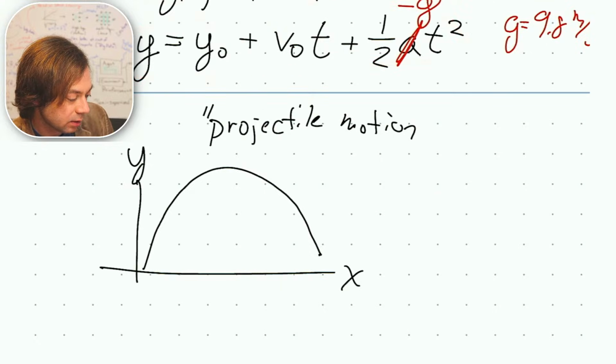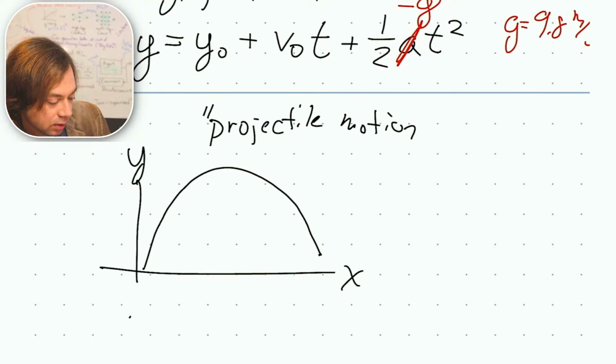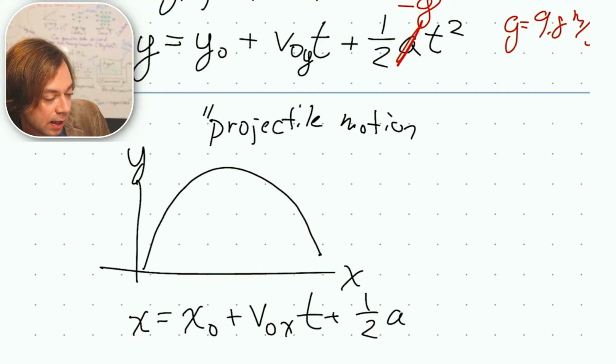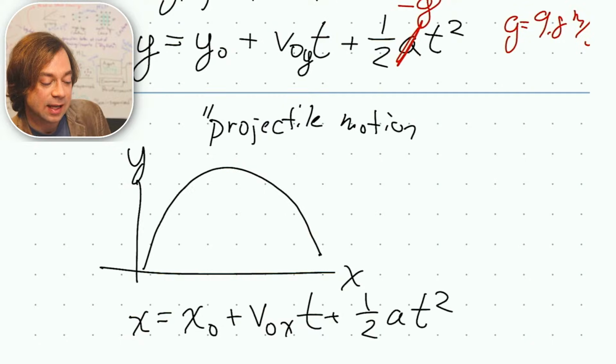For x, it's going to be equal to some initial x position plus some velocity in the x direction. So I'm going to say that's y up here, x here. So it's basically the velocity vertically and the velocity horizontally. They can be different, of course. Times t plus 1/2 a t squared. And this is in the x direction.